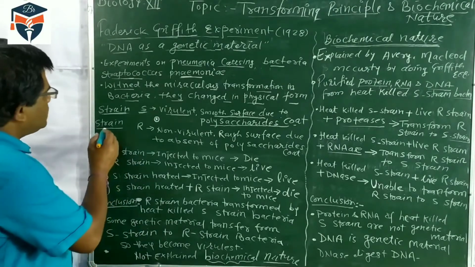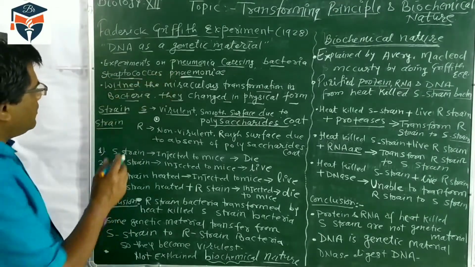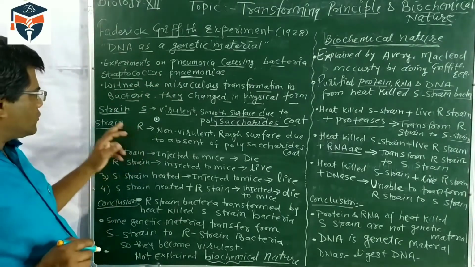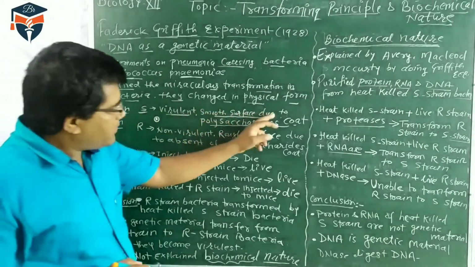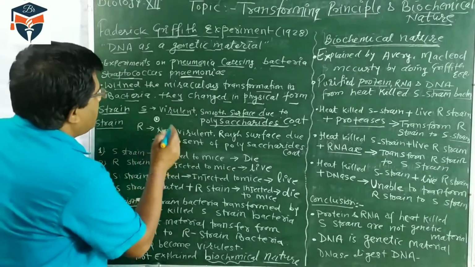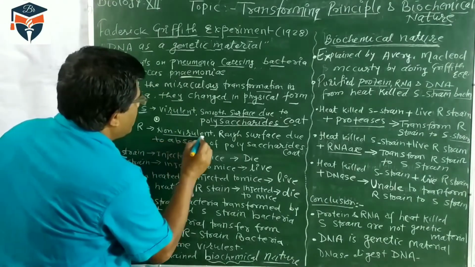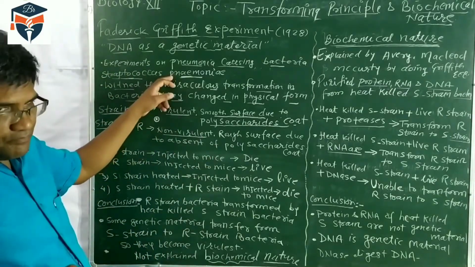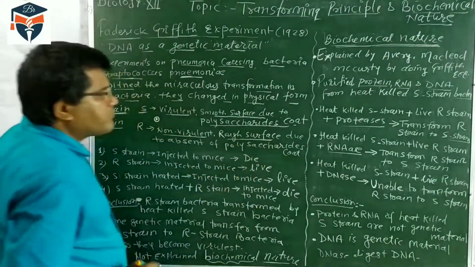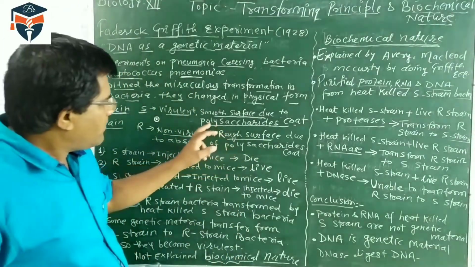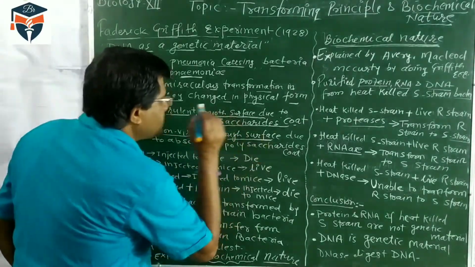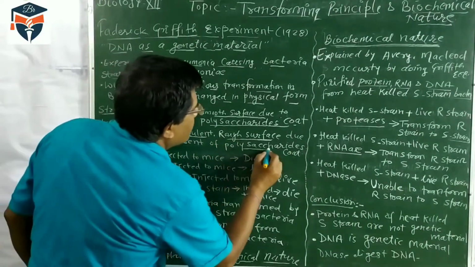Another type of strain was also observed in Streptococcus pneumoniae, and it is called rough strain or strain R. So strain S is virulent with a smooth surface due to polysaccharide, but strain R means rough. This type of strain of bacteria is non-virulent, they do not cause pneumonia, and they have a rough surface. The rough surface is due to the absence of the polysaccharide coat.